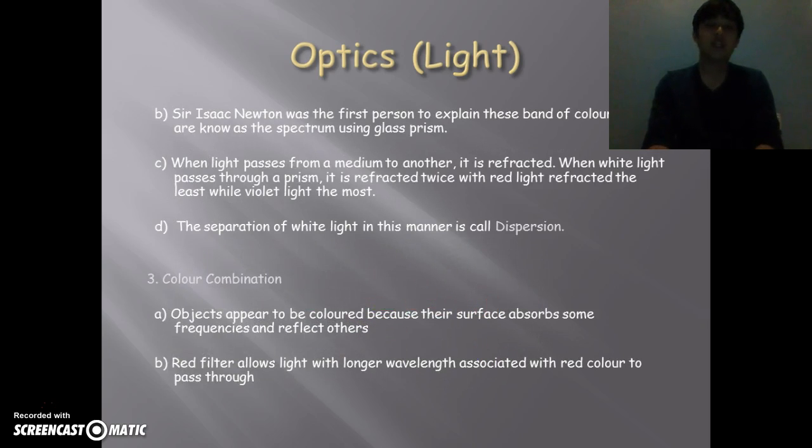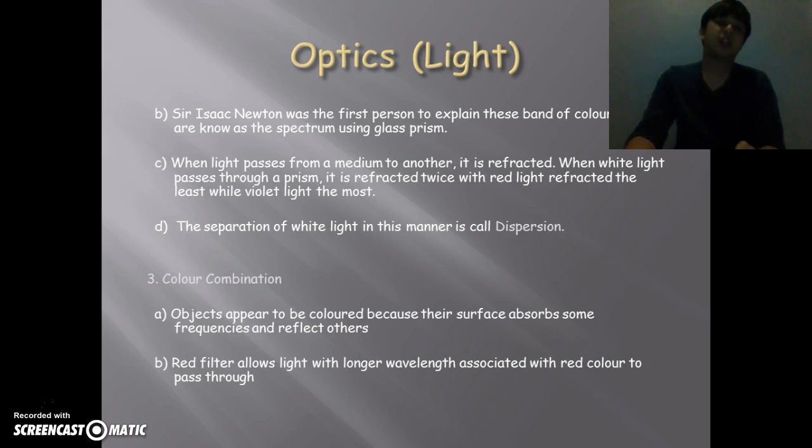Number 3, color combinations. Some objects, actually all objects, appear to be colored. This is because their surface absorbs some frequencies and reflects others. So this red filter allows light with longer wavelength associated with red color to pass through.